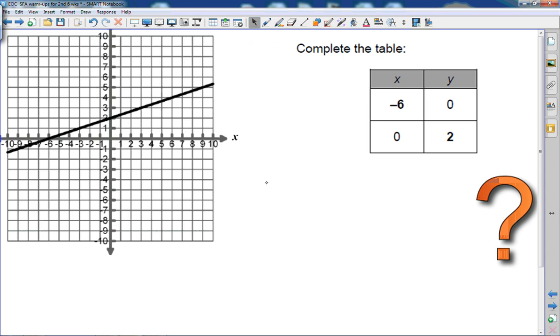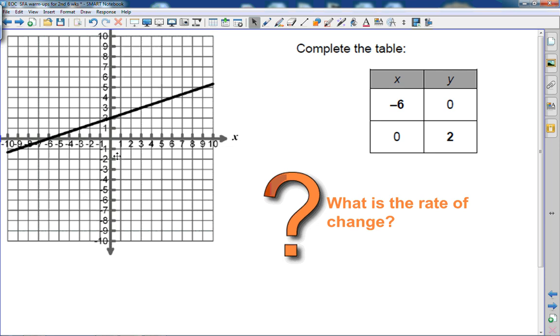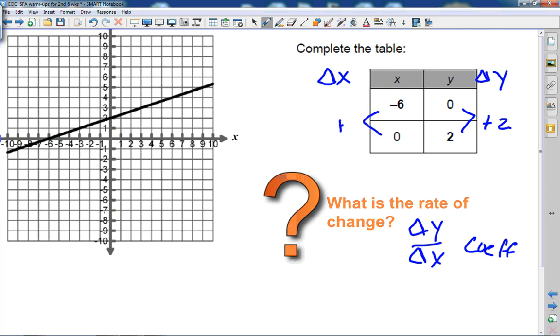Here's my next one. It says complete the table. What is the rate of change? So right here we've got a line and we've got our table. First off, rate of change is delta y over delta x, which is the same as the coefficient. So right here, delta y, the change in y, is plus 2. Delta x is plus 6. So I'll take delta y over delta x, and I get 2 over 6. Now, the top is smaller than the bottom. This is a fraction. It reduces to 1/3.